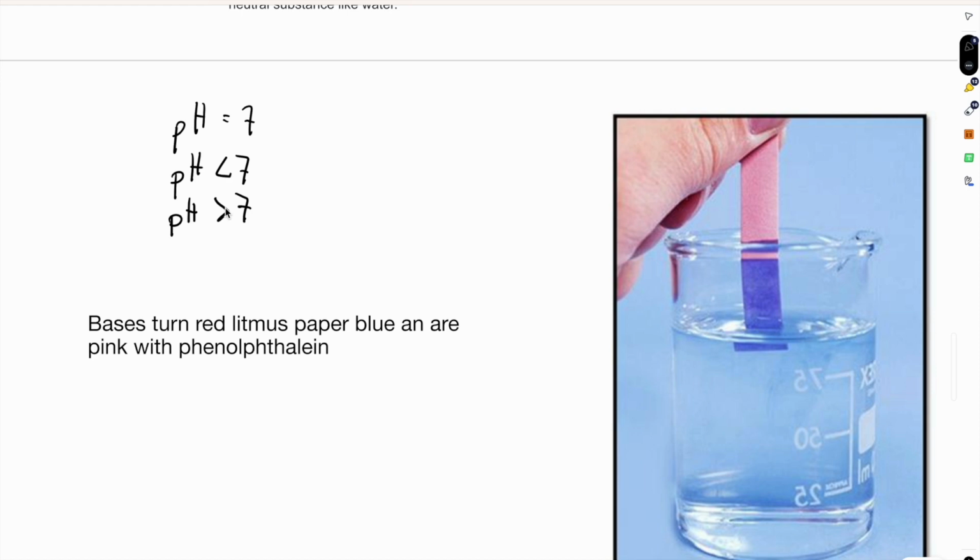So when it's equal to 7, it is neutral. If it's less than 7, pH levels less than 7, it's acidic. If it's greater than 7, then it's a base, or it's basic.